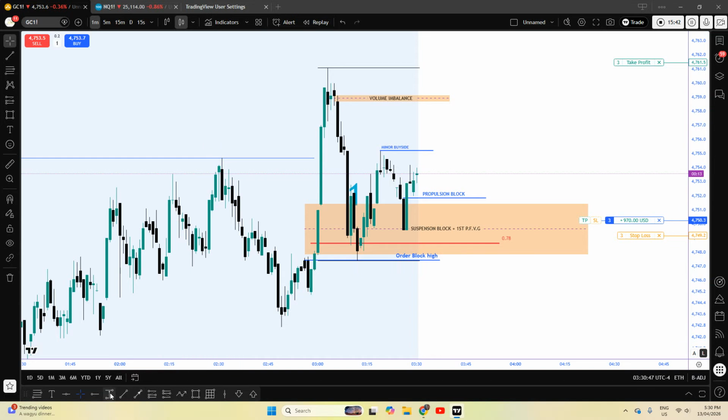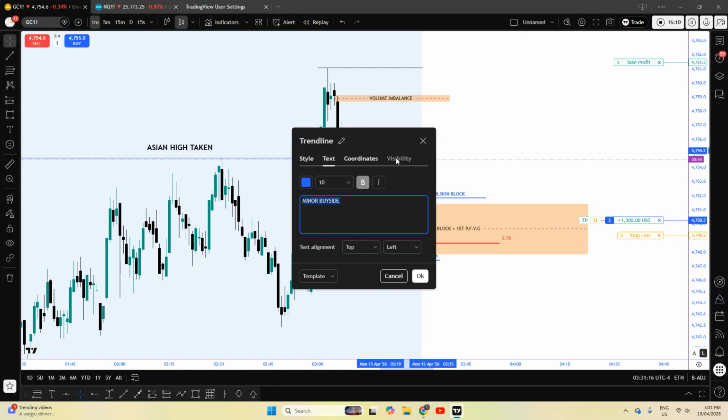So this is the Asian high has been taken already. Want to see some speed to the upside. So above here, any candle closures above here, I move to break even. So move to BE. Move to BE.